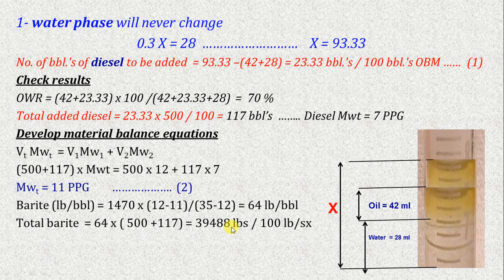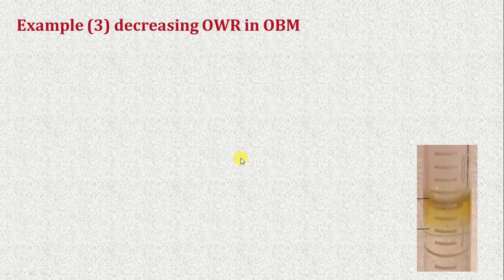This is the number of pounds, divided by 100 pounds per sack. So the number of sacks of the barite equals 395 sacks. Each sack has 100 pounds. This is the first question. Okay, now we have another question.